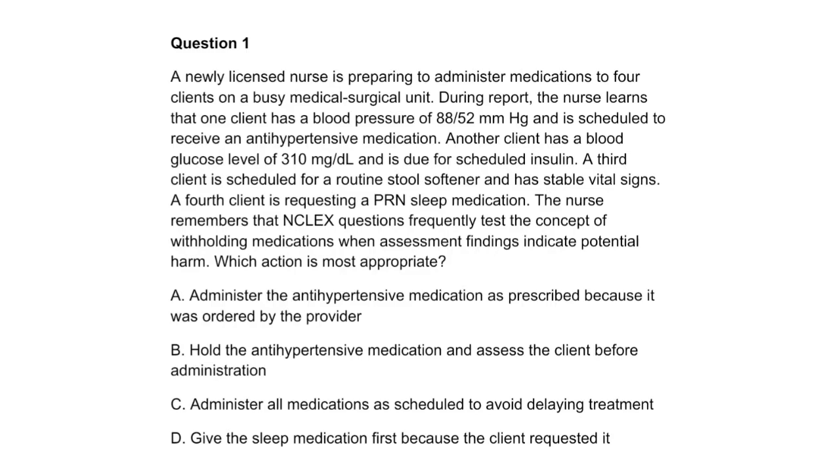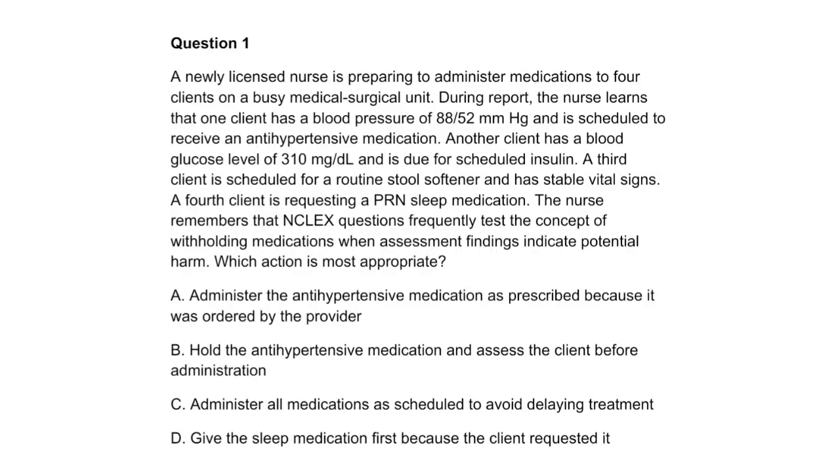Question 1. A newly licensed nurse is preparing to administer medications to 4 clients on a busy medical surgical unit. During report, the nurse learns that one client has a blood pressure of 88/52 mmHg and is scheduled to receive an antihypertensive medication. Another client has a blood glucose level of 310 mg per deciliter and is due for scheduled insulin. A third client is scheduled for a routine stool softener and has stable vital signs. A fourth client is requesting a PRN sleep medication.